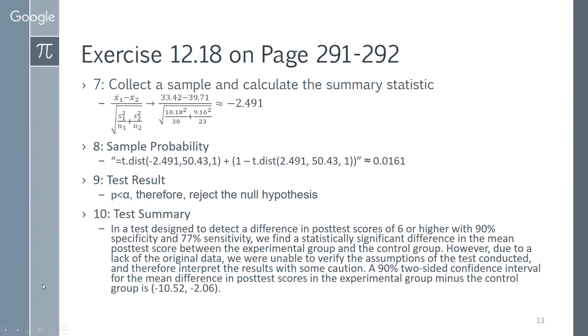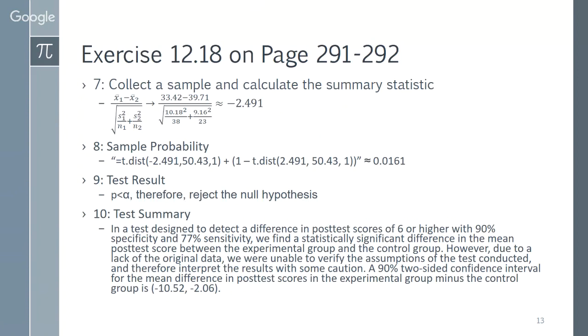So in summary, we have a test that was designed to detect a difference in post-test scores of anxiety of 6 or higher with 90% specificity and 77% sensitivity. In this test, we find a statistically significant difference in the mean post-test scores between the experimental group and the control group. However, due to lack of the original data, we were unable to verify the assumptions of the test conducted and therefore interpret the results with some caution.